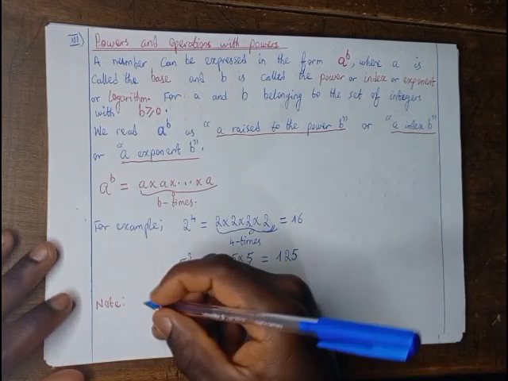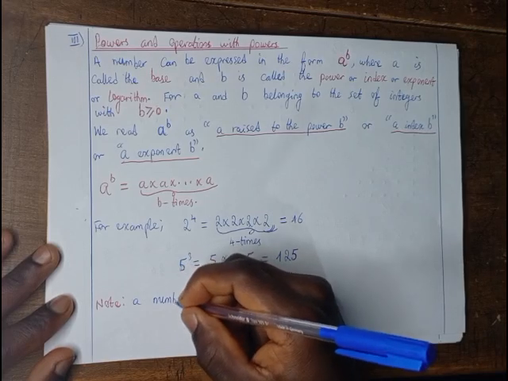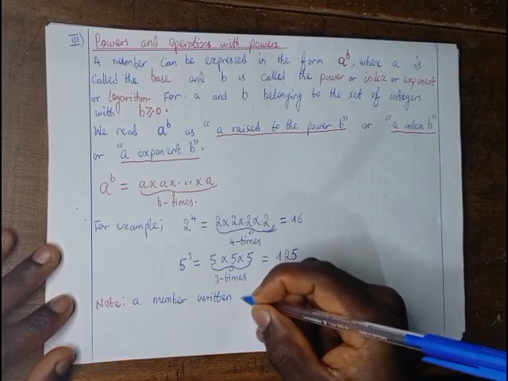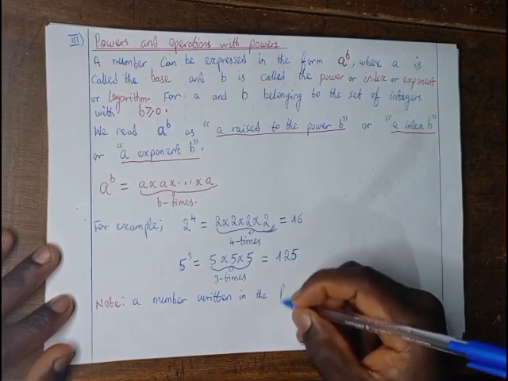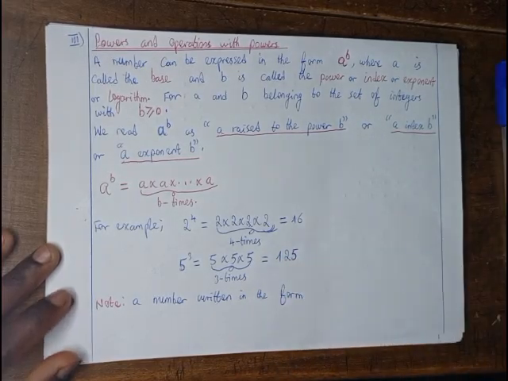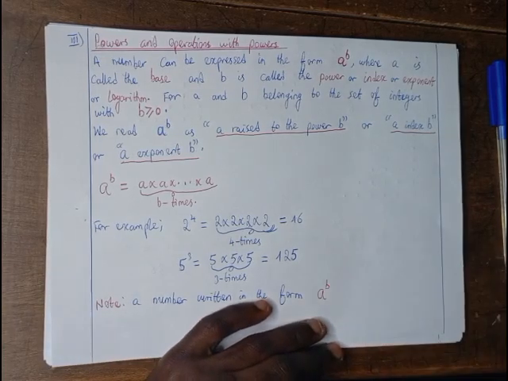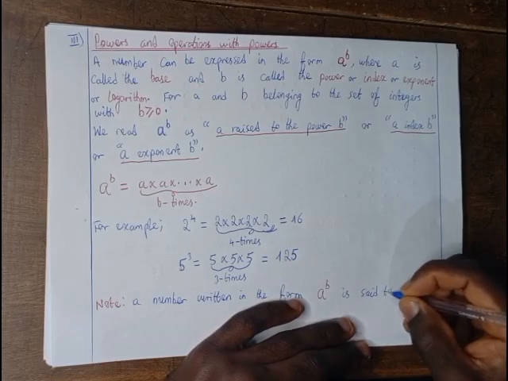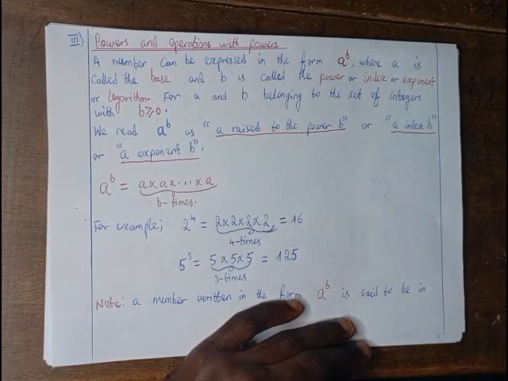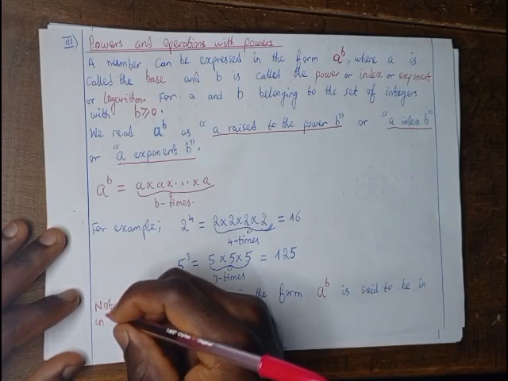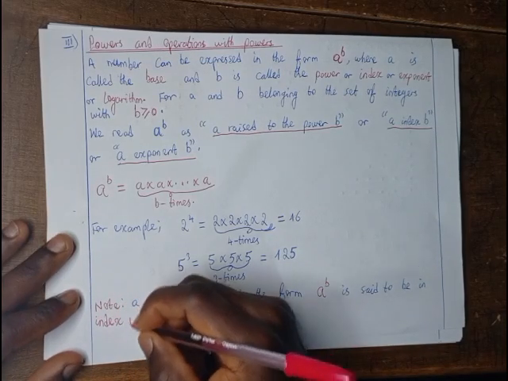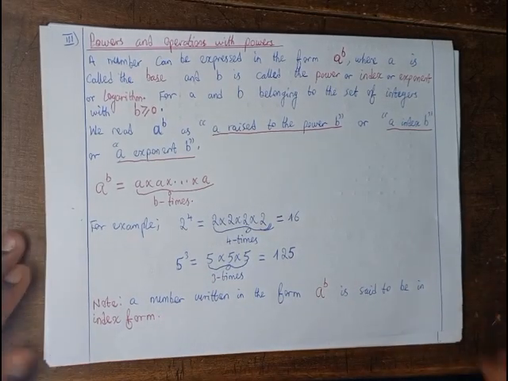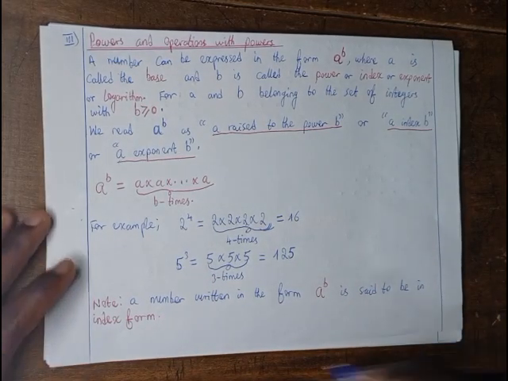Note the number written in the form a raised to the power b is said to be in index form. So a number which is expressed as such is said to be in index form.